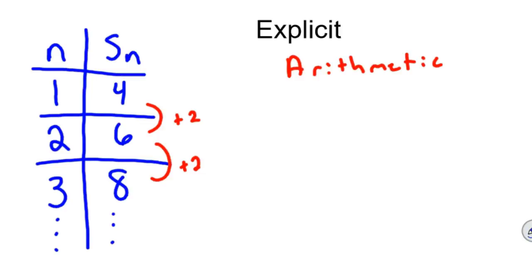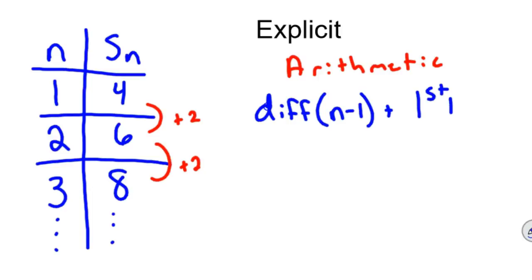And there's a formula to find these quickly. Now, there's lots of ways to do this, but since we know it's arithmetic, why not use a quick and simple trick? And the quick and simple trick is this. You take the common difference times n minus 1 plus your first term. This always works for an arithmetic sequence if you have this information.